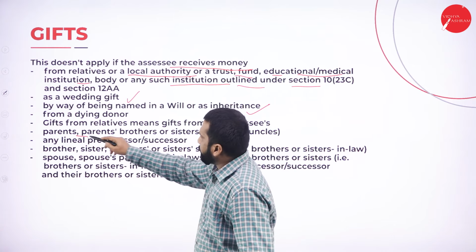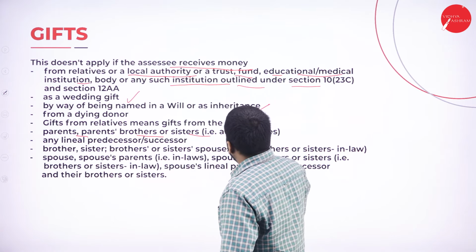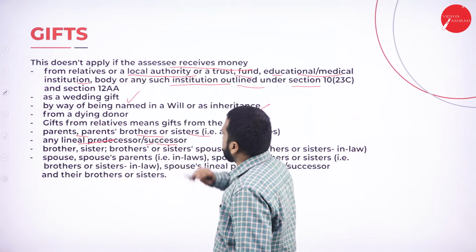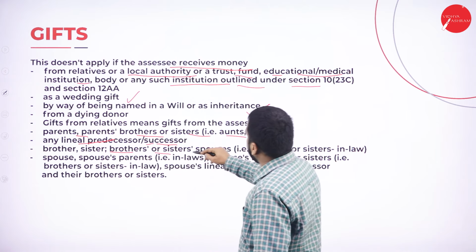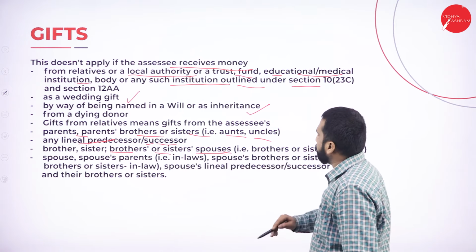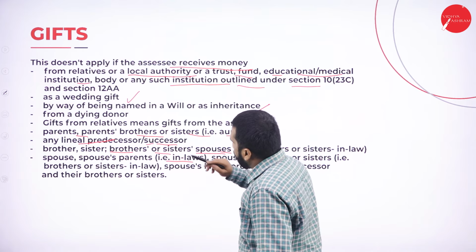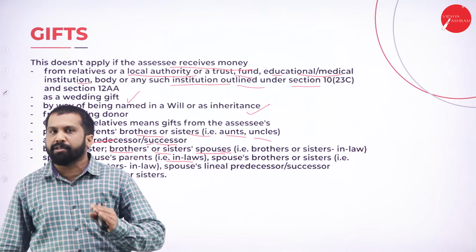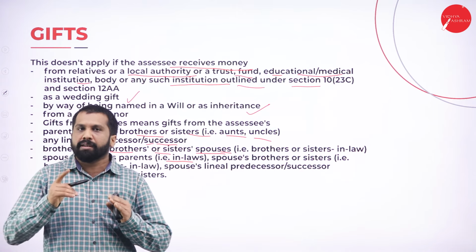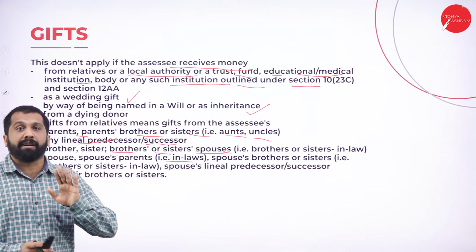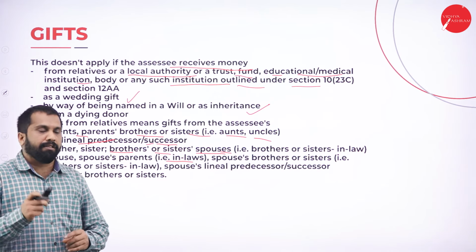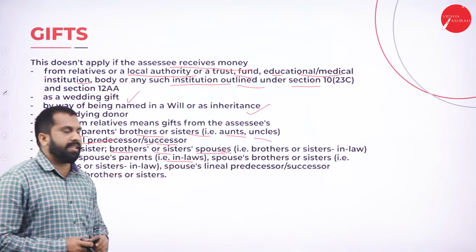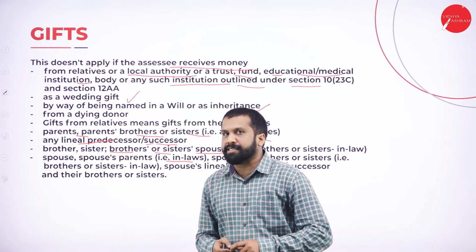From parents, brothers, sisters, aunts, uncles, lineal ascendants and descendants, spouse, from your wife, your father-in-law, mother-in-law, brother-in-law, sister-in-law, all come under your relative list only. Remember, you will get a 5 marks theory question: what is a relative? For relatives, you are supposed to write these definitions. Hope you are clear. Go back to all these slides. Please take a screenshot.